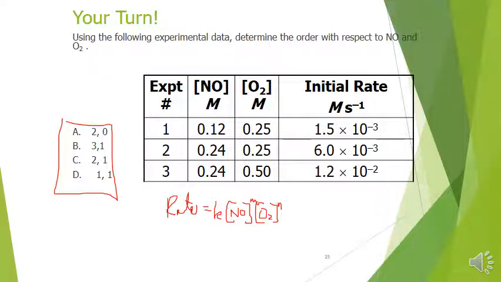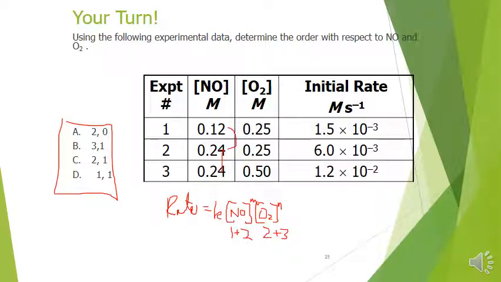All right, so how are we going to do it? Well, let's look at the experiments. For NO, we want to hold O2 constant, and we can see that's experiments number 1 and 2. And for O2, we can see that we're holding NO constant for 2 and 3 and doubling this. So we're going to use 2 and 3 to figure out the O2.